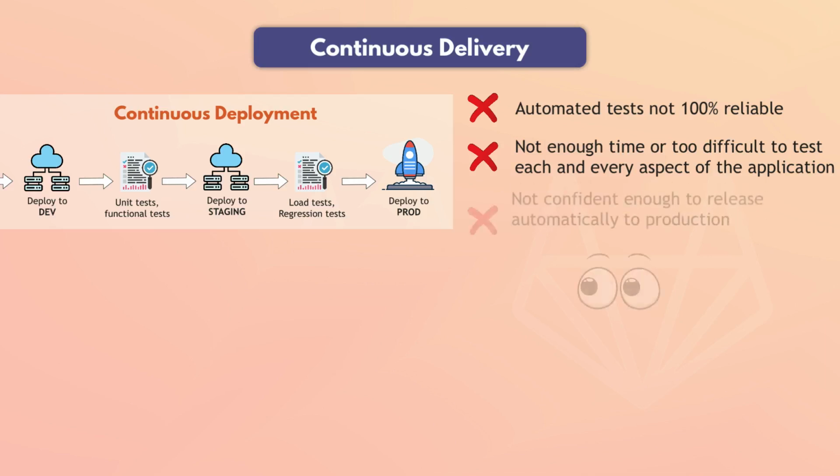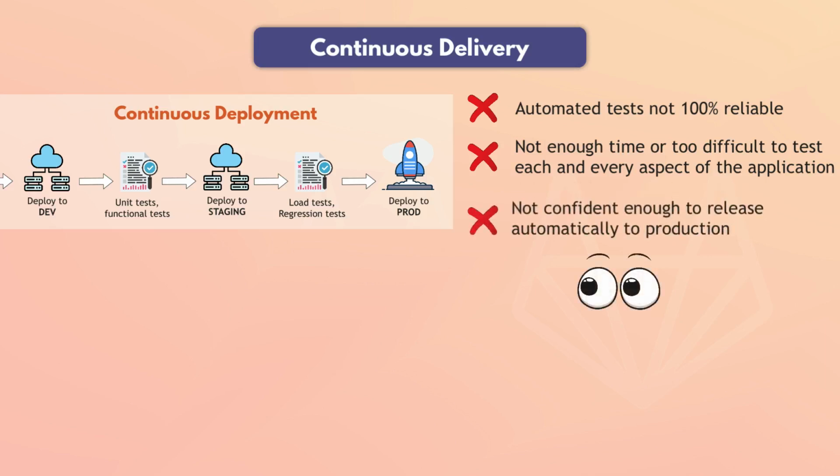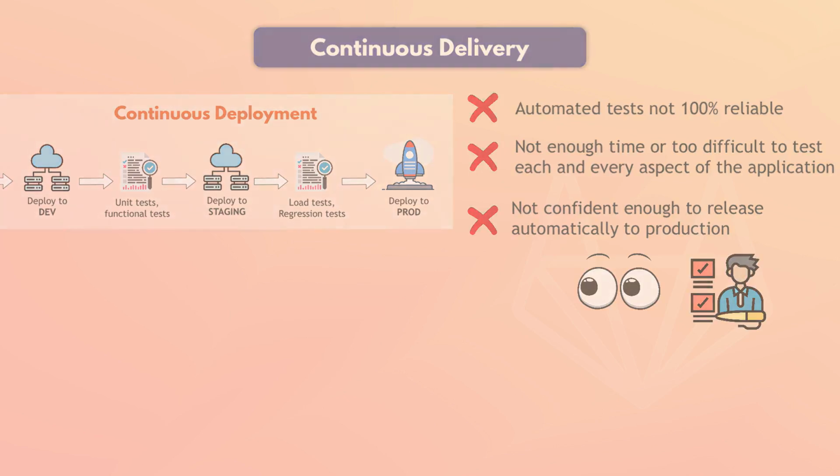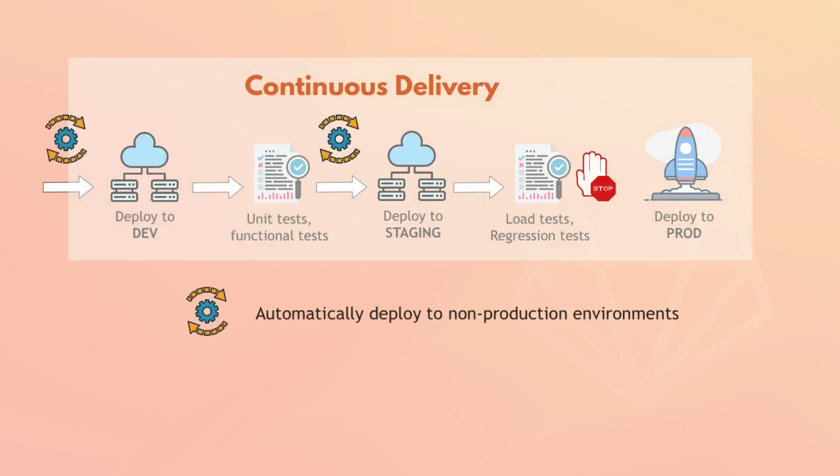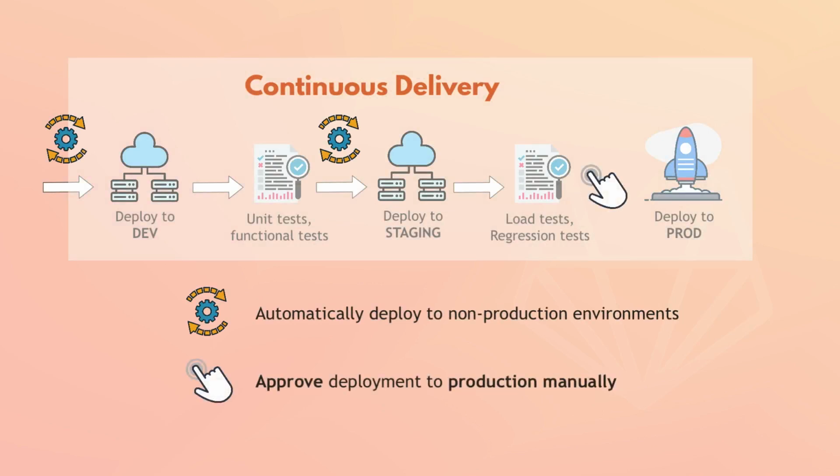Or it could be that management simply doesn't feel confident automatically deploying to production, and there should be someone, a human, who manually approves the final release step to production. So basically, it is very realistic that you don't have automated tests that you can 100% rely on, which means you can't automatically deploy all the way to production without a human intervention in the process.